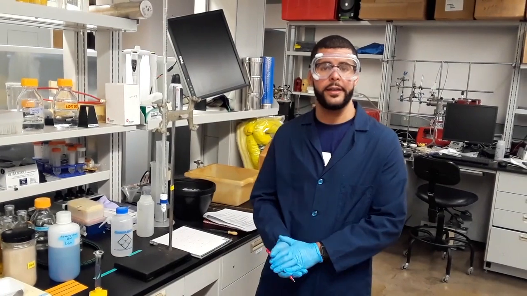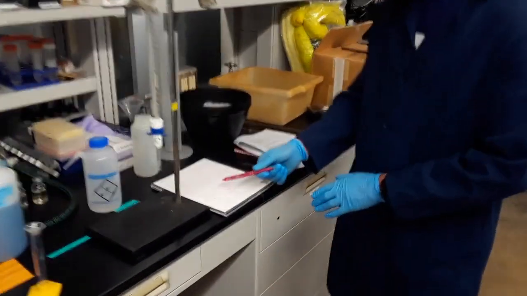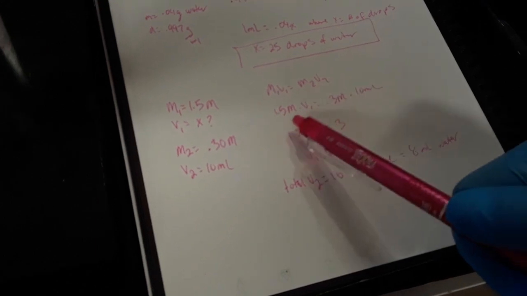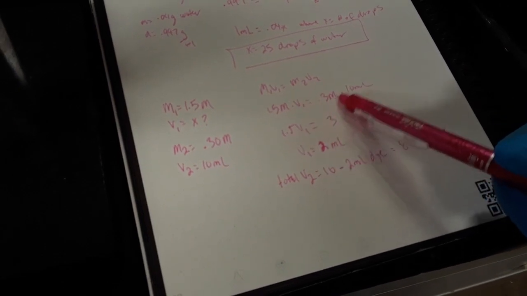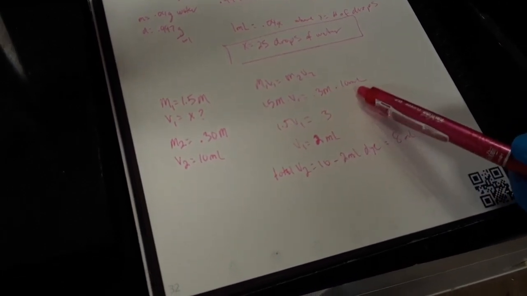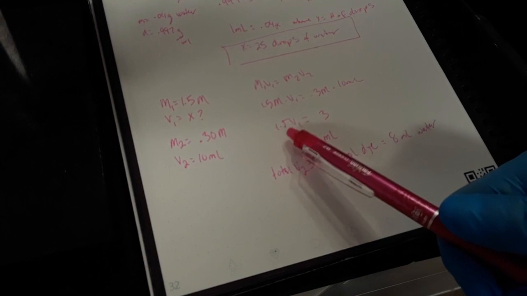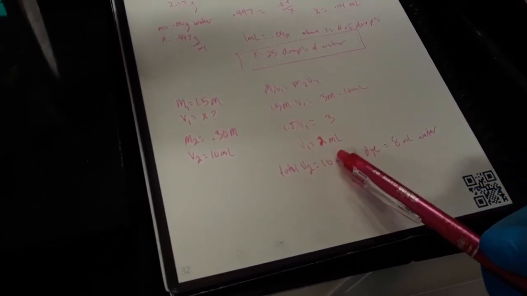So let's go ahead and calculate this. Here I have the equation M1V1 equals M2V2. And I plugged in M1 as 1.5 molar times V1, which is our unknown, equals 0.3 molar times 10 milliliters of total solution. Now, I get 1.5 V1 equals 3, and when you solve for V1, you get 2 milliliters.